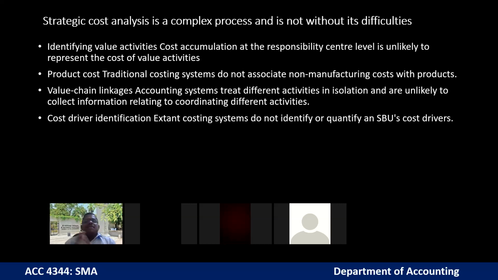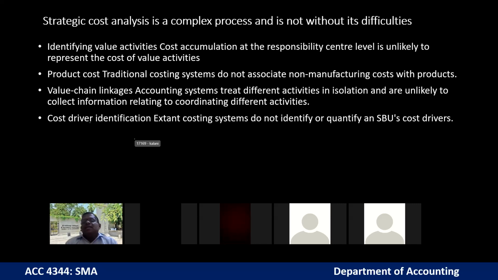Okay, strategic cost analysis is not an easy task. You need to identify the value activities, and cost accumulation at the responsibility center level is unlikely to represent the cost of value activities. So identifying value activities and categorizing cost accordingly is the requirement. Second one, product cost: traditional costing systems do not necessarily associate non-manufacturing cost with product.